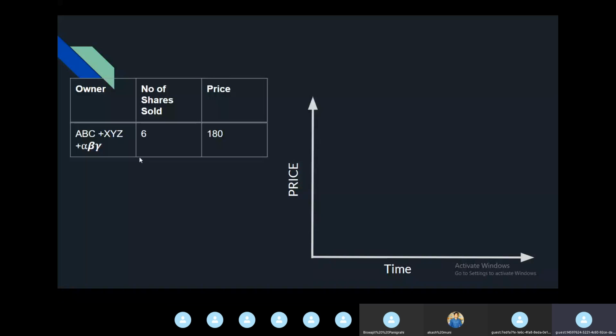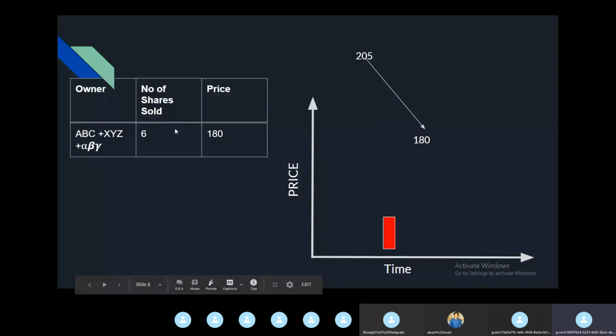Okay, what happened next? One day ABC, XYZ, and Alpha Beta Gamma, the big institution companies, came and sold six shares at the price of 180. Remember the price was 205 before, it moved to 180. So what is the volume right now? The volume is huge because six shares have been traded for this movement from 205 to 180. That's a huge volume.